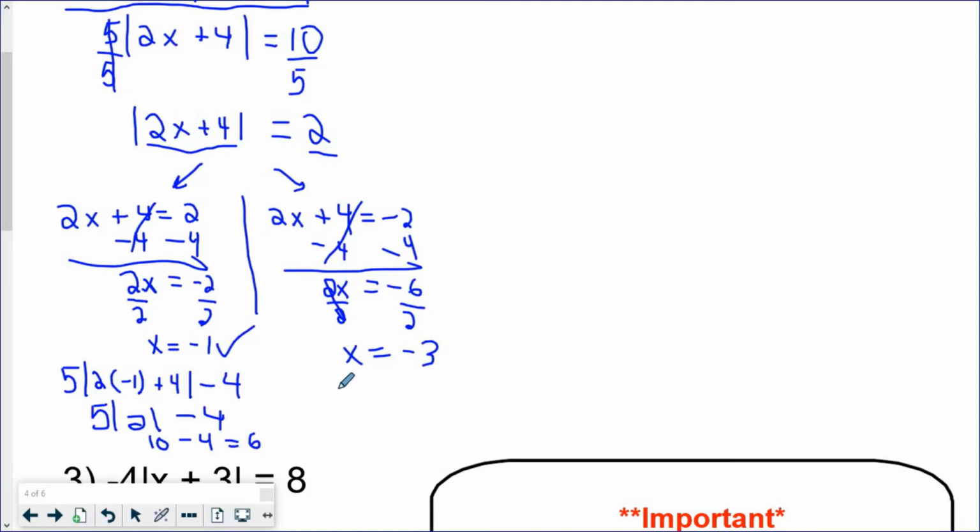Let's see what happens when we put -3 in there. Okay, so this one also has to be valid to include it in my list of answers.